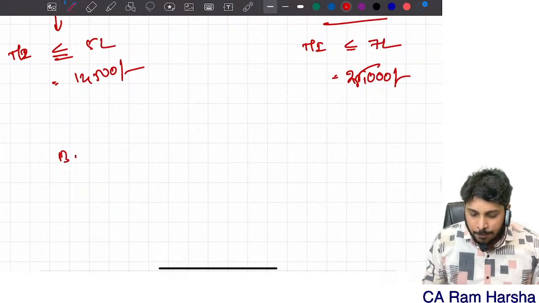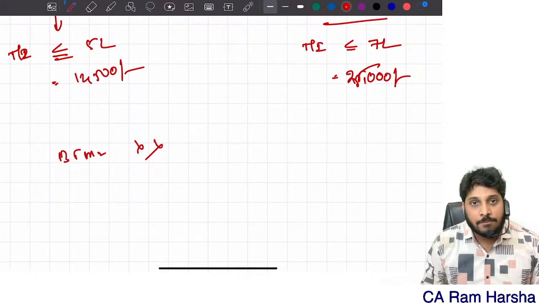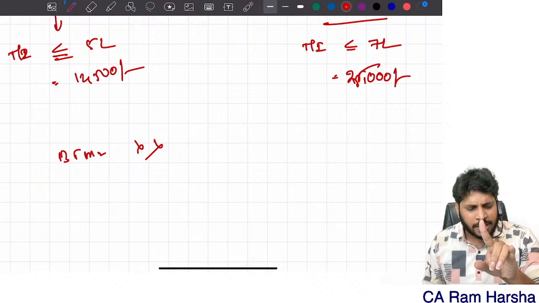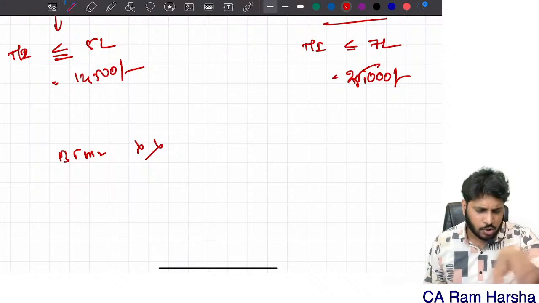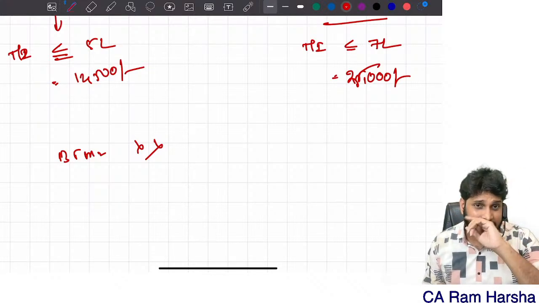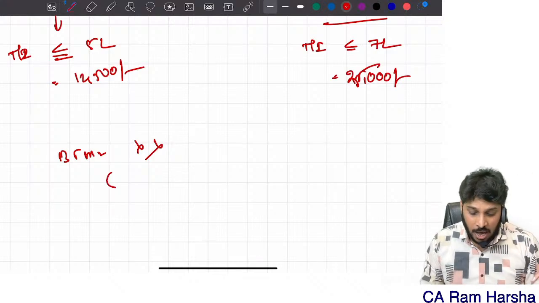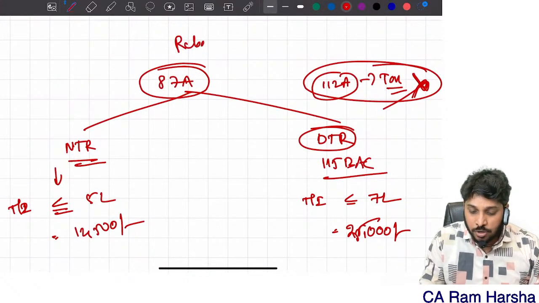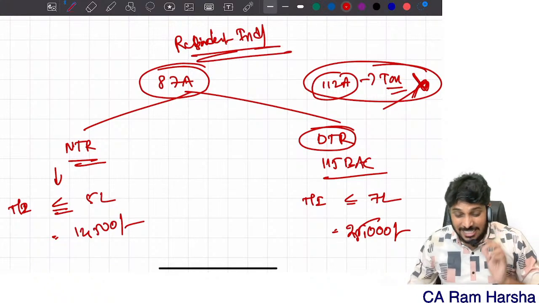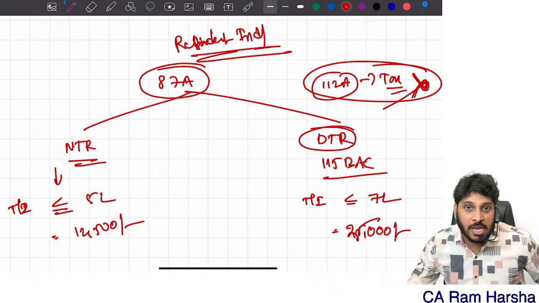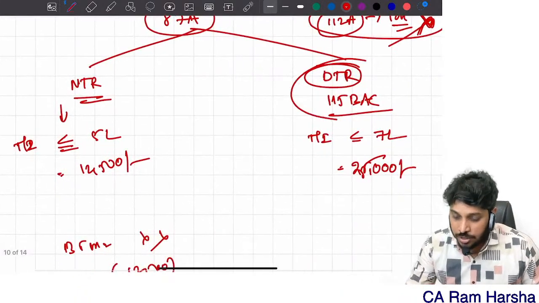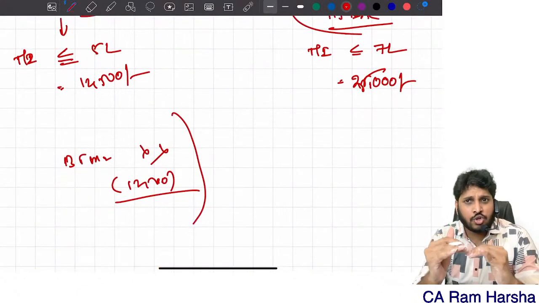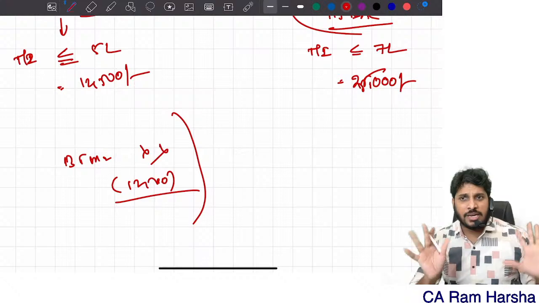First compute the basic tax, some amount you get. Look at the total income, which means excluding agriculture income but including all other incomes. Is it less than or equal to 5 lakh? Yes, then up to 12,500 you will get. By the way, the 87A rebate is only for resident individuals. Only for whom? Resident individuals. Now, coming to the default tax regime, I think this is clear.